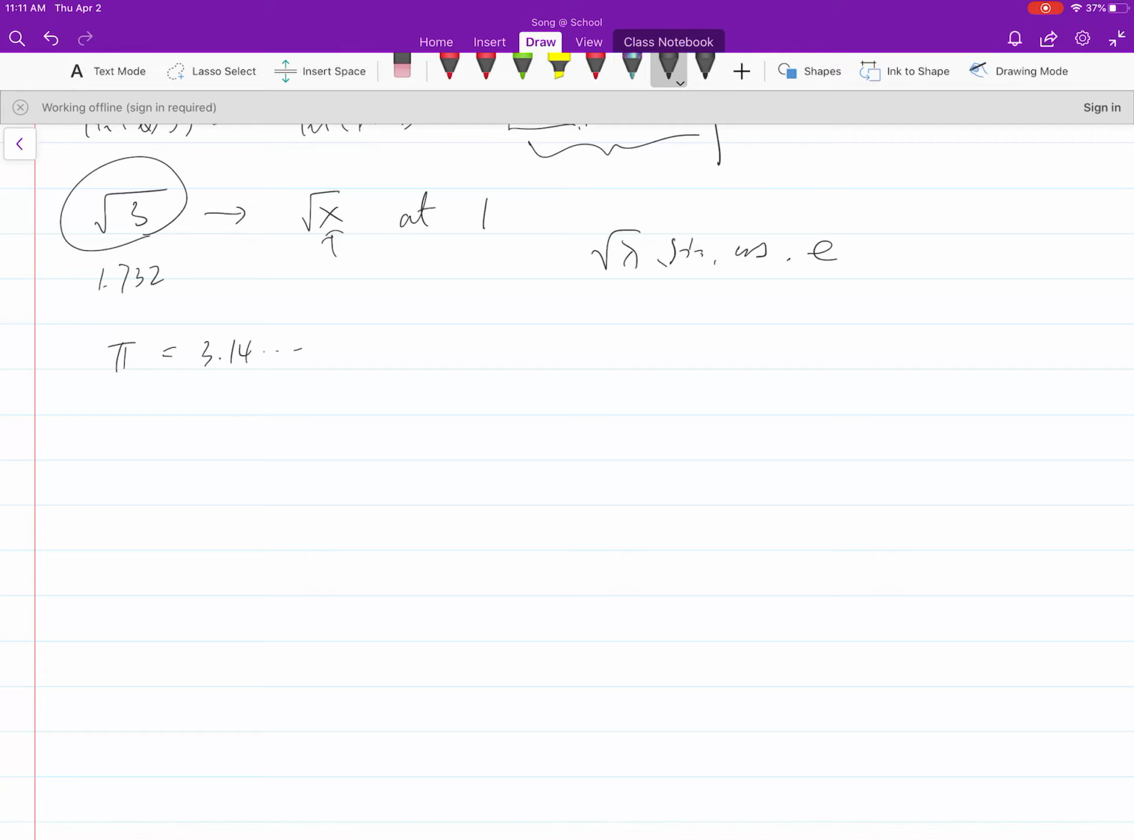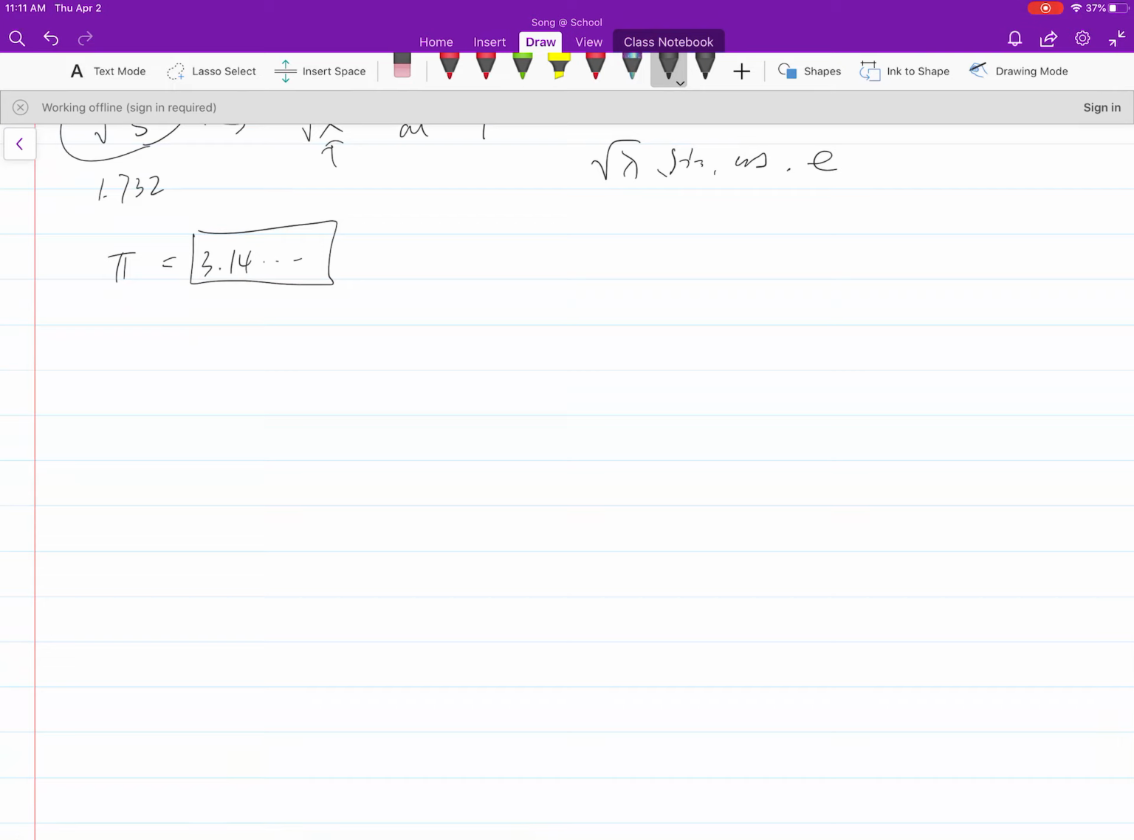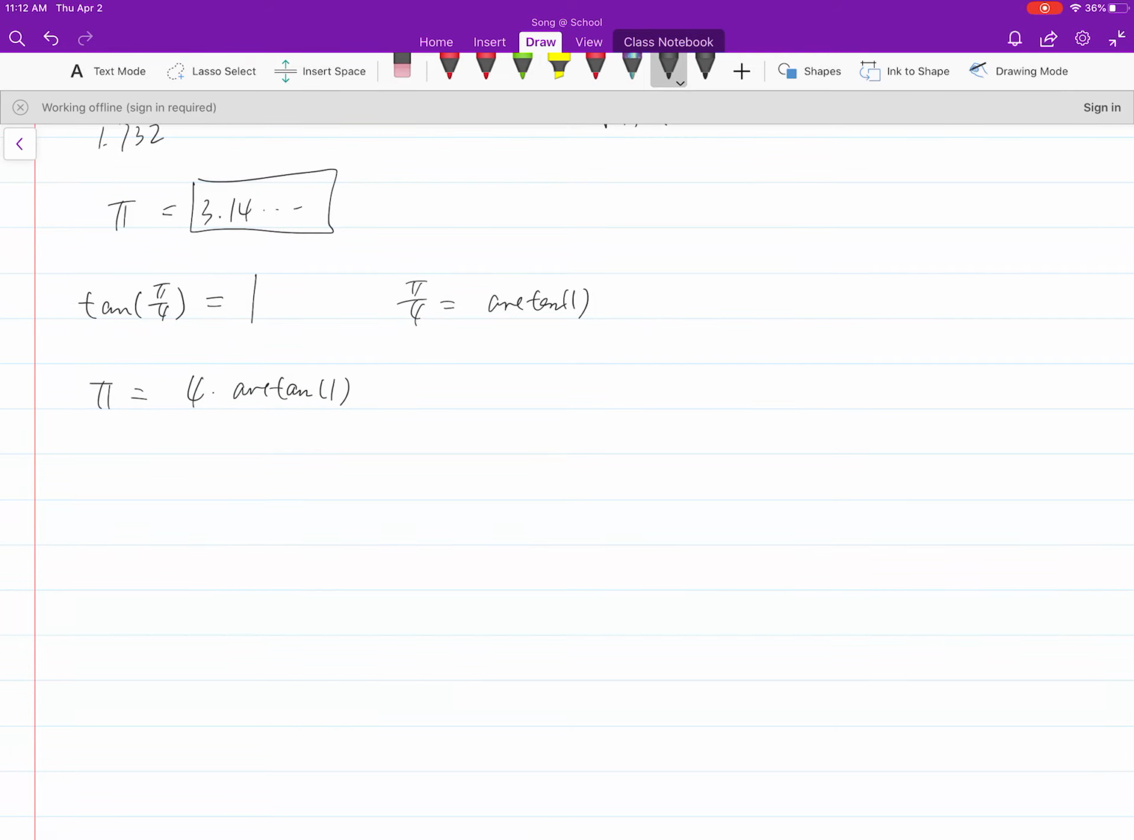Another thing, maybe you didn't think about before, but which is really interesting. What is pi? Pi is 3.14 something, right? But how did people get this number? There are a lot of ways, but I can introduce you to an interesting one. What is tan of pi over 4? It's 1, right? That means pi over 4 is arctangent 1. That means pi can be approximated by 4 times arctangent 1. But you don't know arctangent 1.